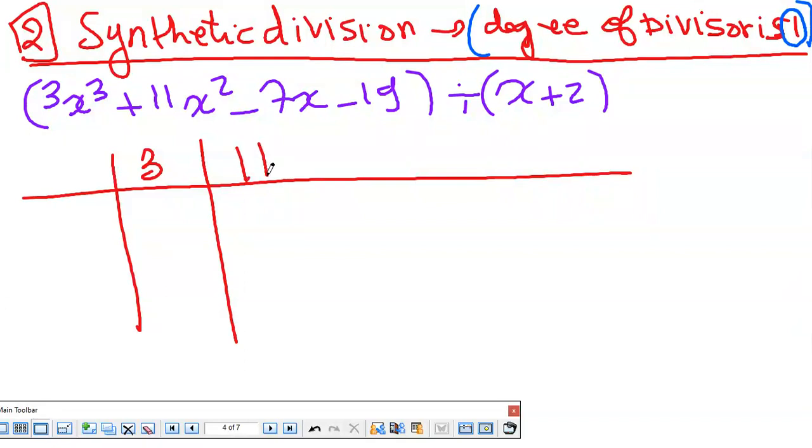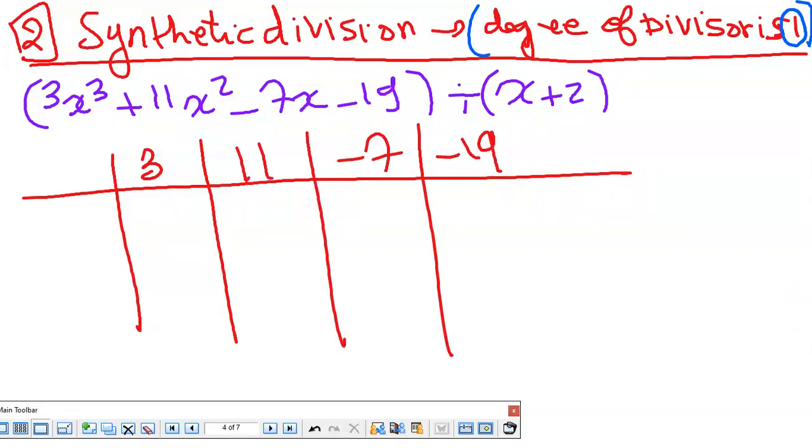Then x squared, 11. x is minus 7. And the constant is minus 19. I'm dividing by x plus 2. So what is the root? It's x plus 2 equal to 0. So x is equal to minus 2. So I'll put the minus 2 here.